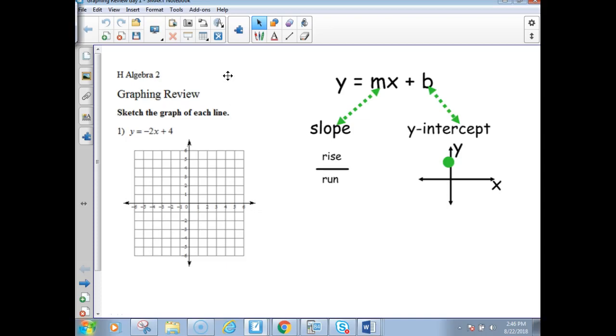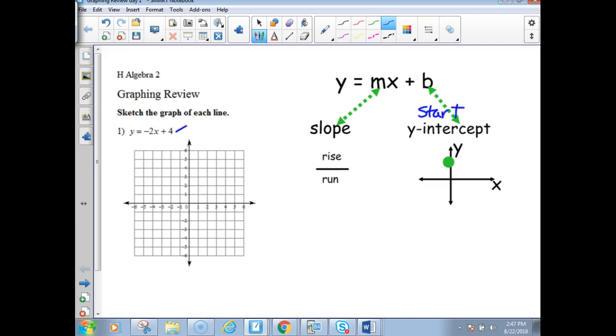Okay, we're going to do some graphing review. This should be completely familiar to you. If you have an equation in the form y equals m times x plus b, where m is the slope and b is the y-intercept, you should be quite familiar with graphing it. The y-intercept is where it crosses the y-axis, so that's where you start.